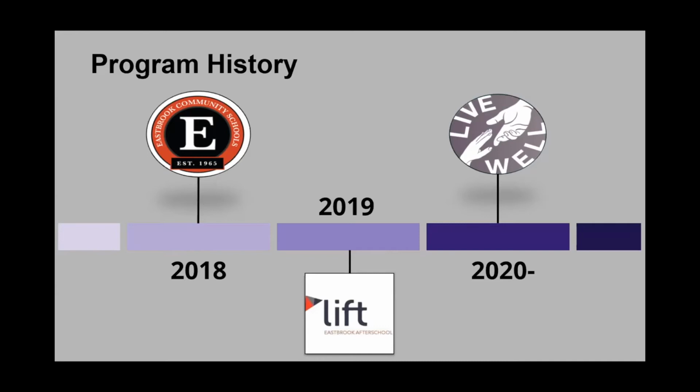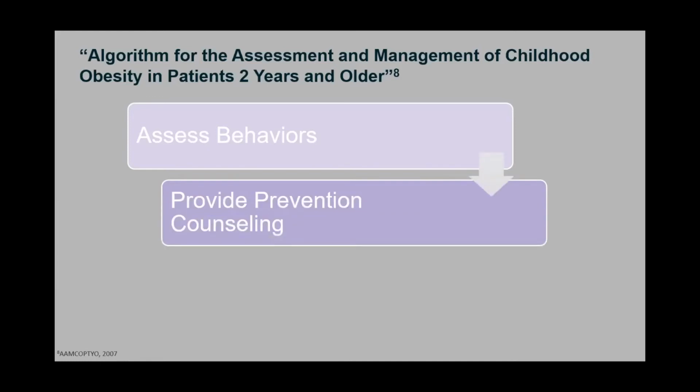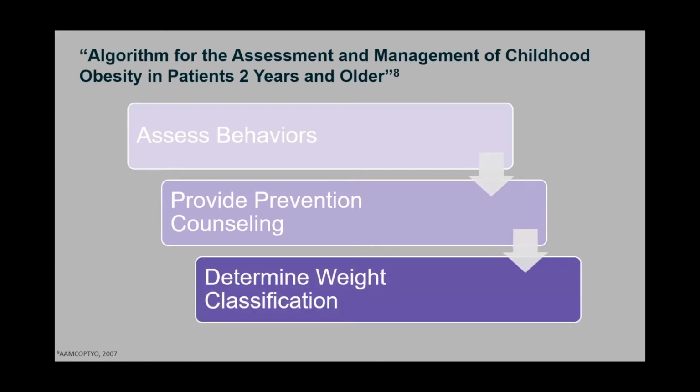So now that you know previous attempts to combat pediatric obesity, what does the American Academy of Pediatrics actually suggest? So this is their algorithm for the assessment and management of pediatric obesity. It begins at a well child visit, where the caregiver assesses the child's behaviors. Next, they provide prevention counseling, specifically with the 5-2-1-0 metric, which is 5 fruits and vegetables a day, 2 hours or less of screen time a day, 1 hour or more of physical activity a day, and 0 sugary drinks per day.